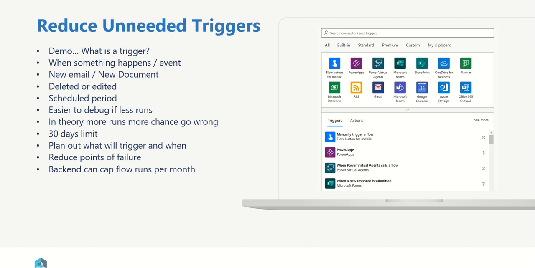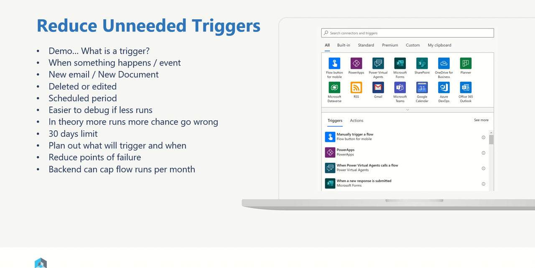So plan out what will trigger and when. What I'm saying there is think about what is going to trigger, when it's going to trigger, and think about your real business process. In real life, how long does it take for somebody to react to an approval process, how long is it actually going to take them to turn it around, and then base those real life workings into your automated workflow.